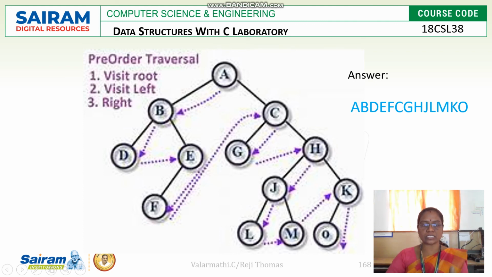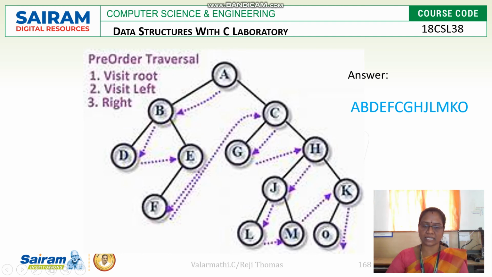According to this example, E is the right subchild of B. So after D, E is visited, and then E is considered the root node. It has a left subchild, F. F is visited. Once this left side part is done, then it goes to the right side of the A root node, which is C. So C is now visited.